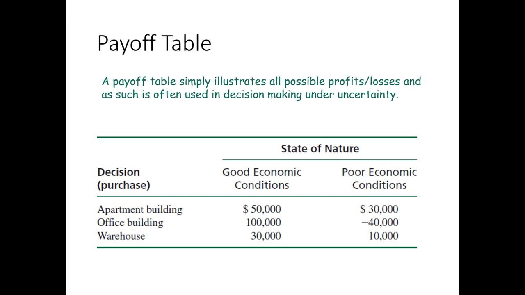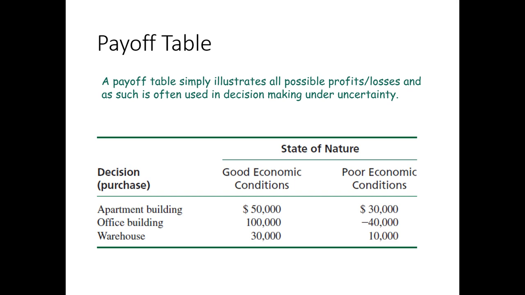Now the third option, warehouse. Warehouse is not so good option, but still she is considering, because she doesn't want to take chance, she wants to consider all options. A warehouse will give a profit of 30,000, and if the economic condition is not good, then she will get $10,000 of profit. This table is called a payoff table.